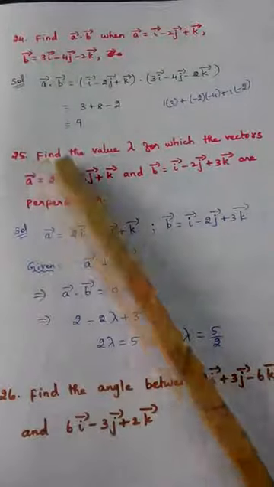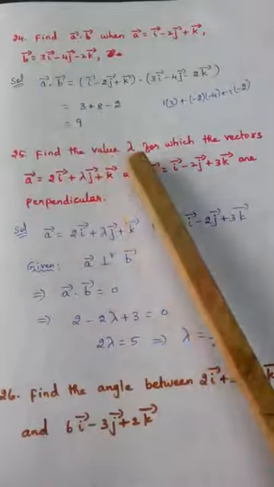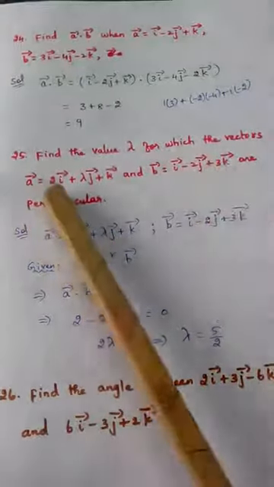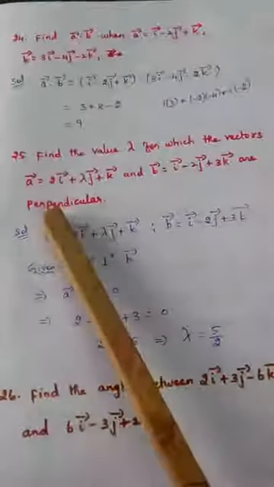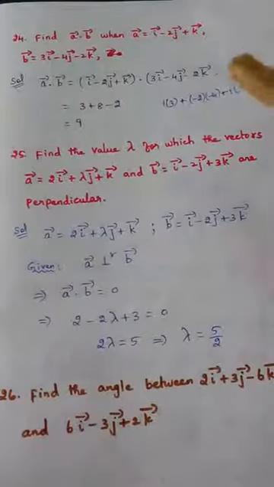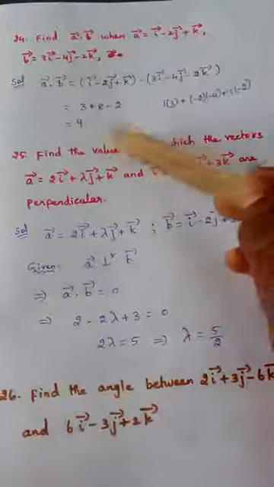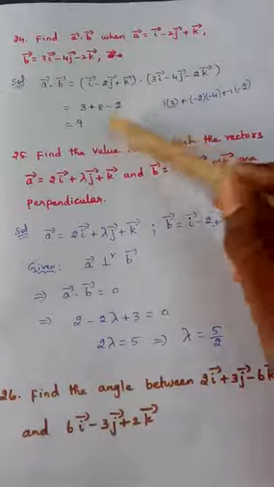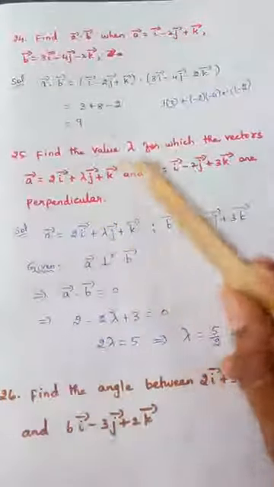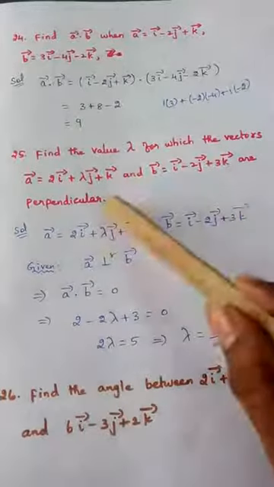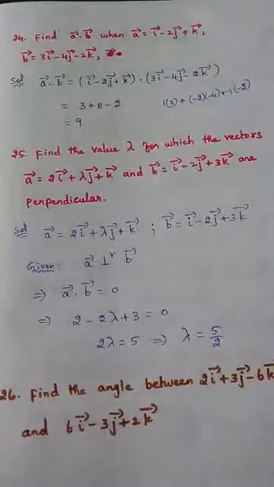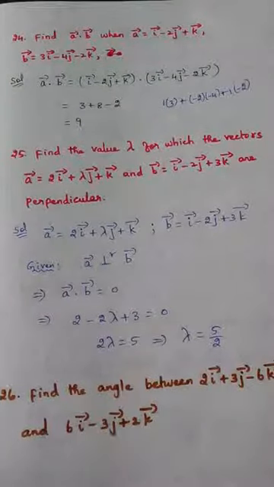Problem number 25. Find the value of lambda for which the given vectors are perpendicular. What is the question? We need to find the value of lambda. The lambda value we have to calculate is for which these two vectors are perpendicular. What is the meaning of perpendicular? 90 degrees. Otherwise it can be called orthogonal.